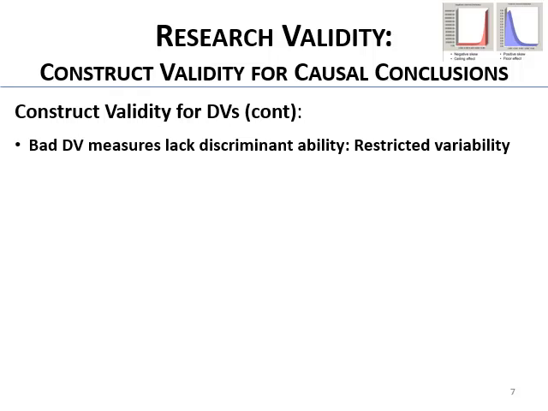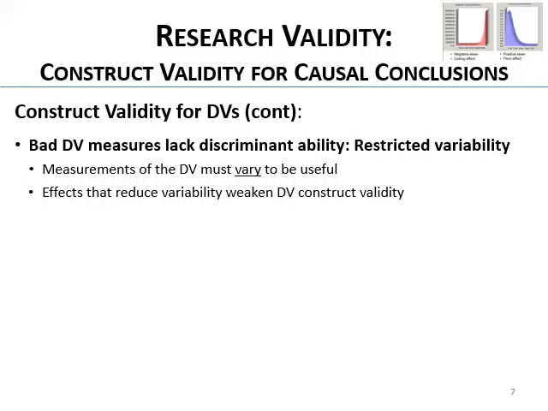So a couple more things about construct validity for the DV is overall bad DV measures lack what we call discriminant ability. So if things don't vary, you can't detect differences between groups. You have restricted variability. So let's talk about some ways that DV measures can result in restricted variability. First, measurements of the DV must vary to be useful. Like if everyone gets the same score, you can't detect differences, or too high a score, too low a score, or just junky scores, right? So effects that reduce your variability weaken your DV's construct validity.